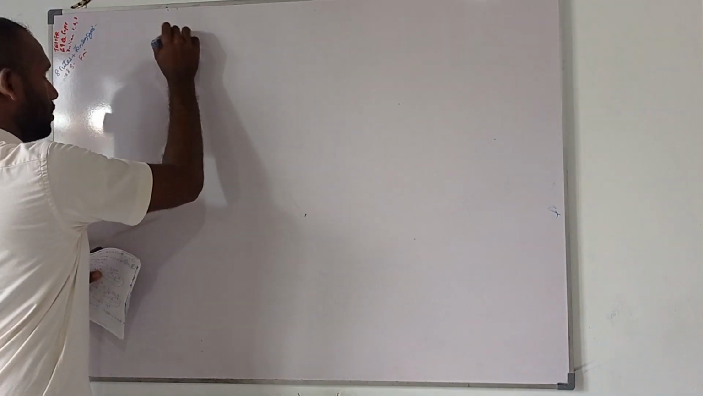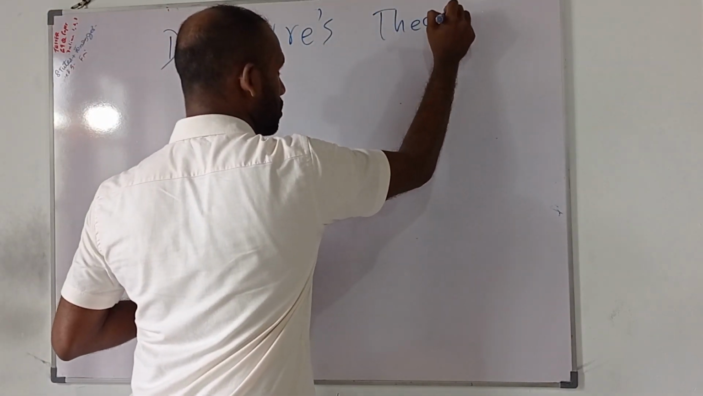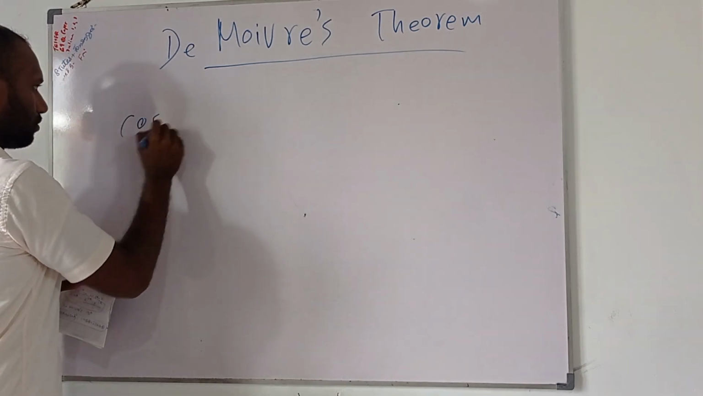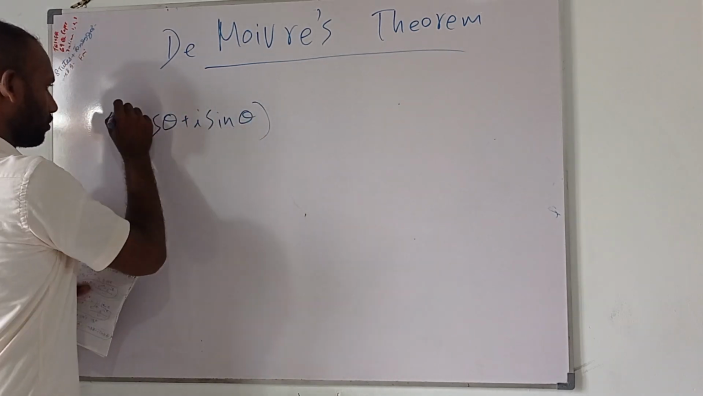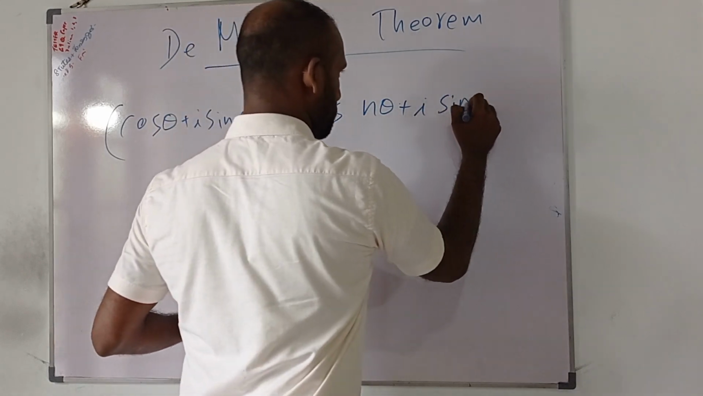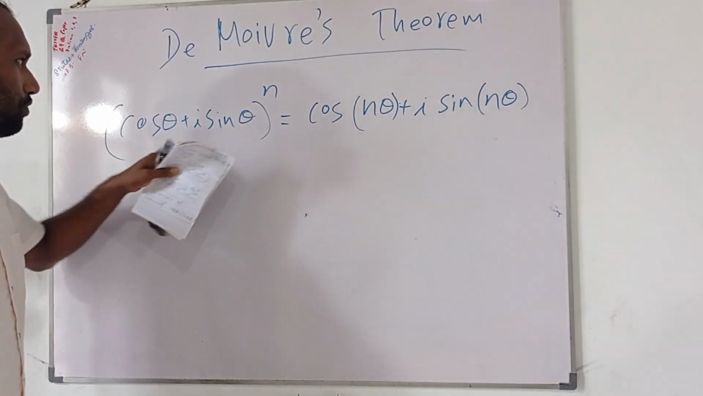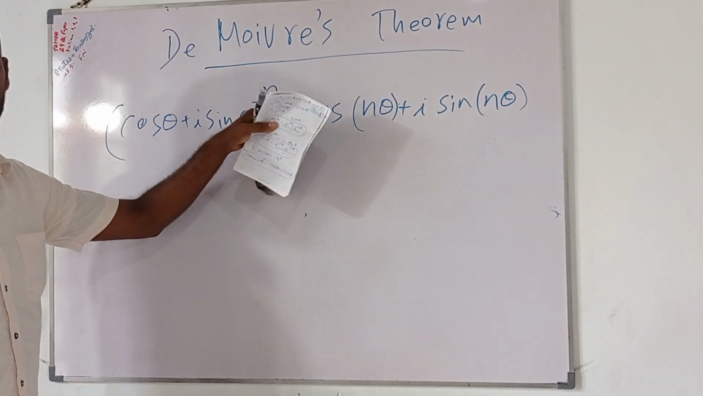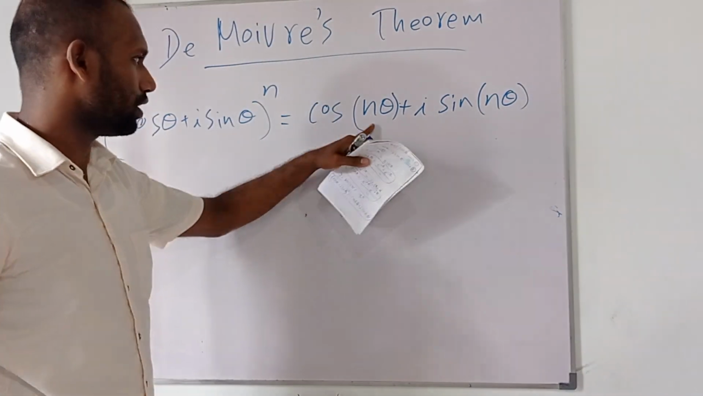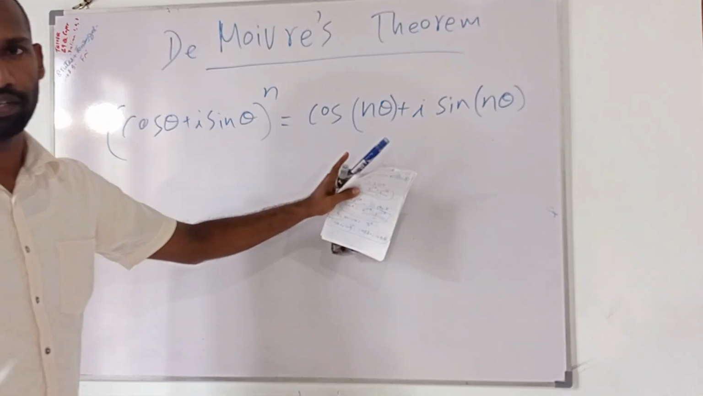So then, De Moivre's theorem. This theorem says if any power n of cos theta plus i sin theta, then n comes next to theta: cos n theta plus i sin n theta. So you have to remember this also.